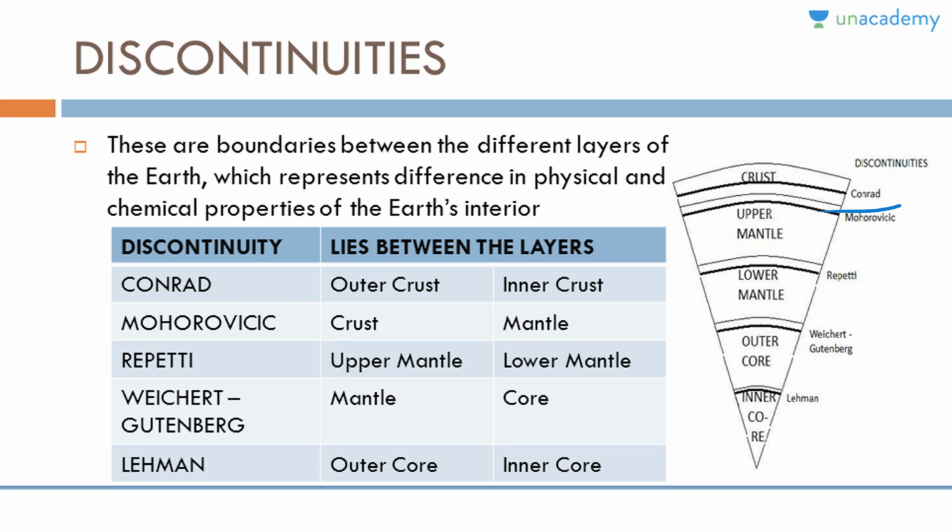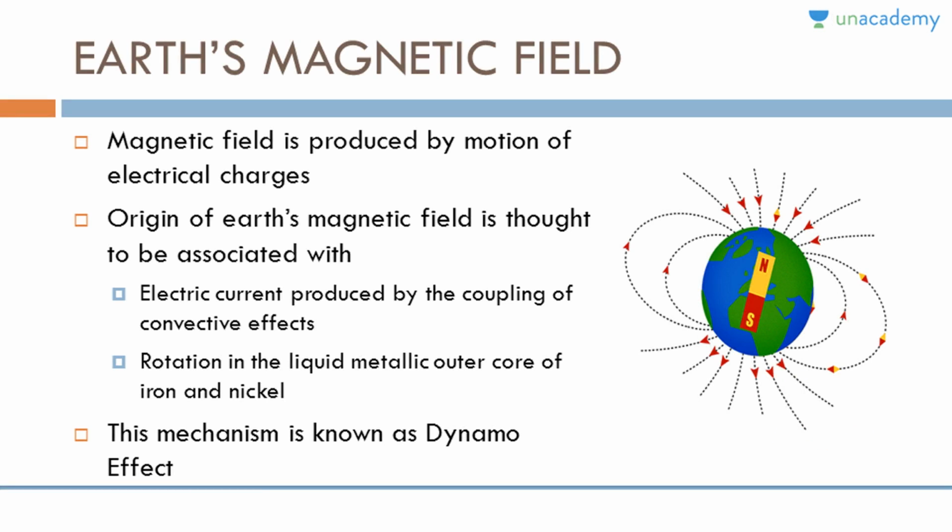Then we have the Mohorovičić discontinuity that lies between the crust and upper mantle. And then we have the Repetti discontinuity, which lies between upper mantle and lower mantle, and the Wiechert-Gutenberg discontinuity, which lies between the mantle and the core, or between the lower mantle and the outer core. And last we have the Lehmann discontinuity, which lies between the outer core and the inner core.